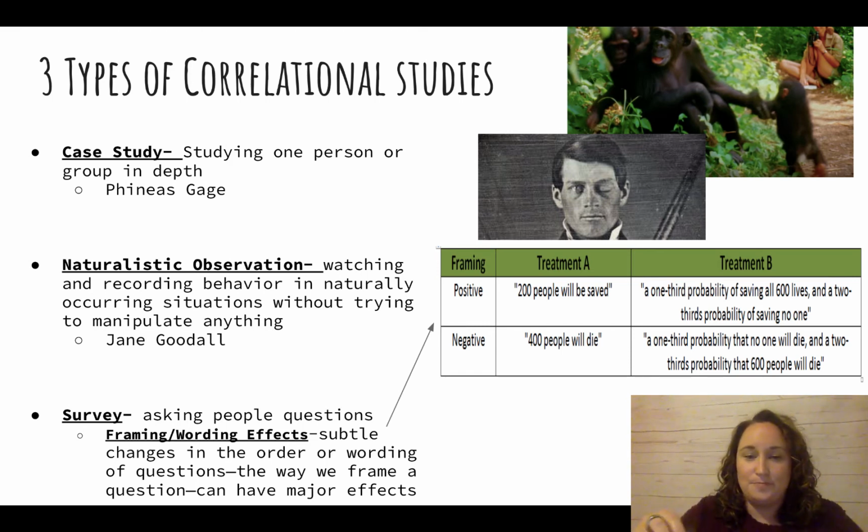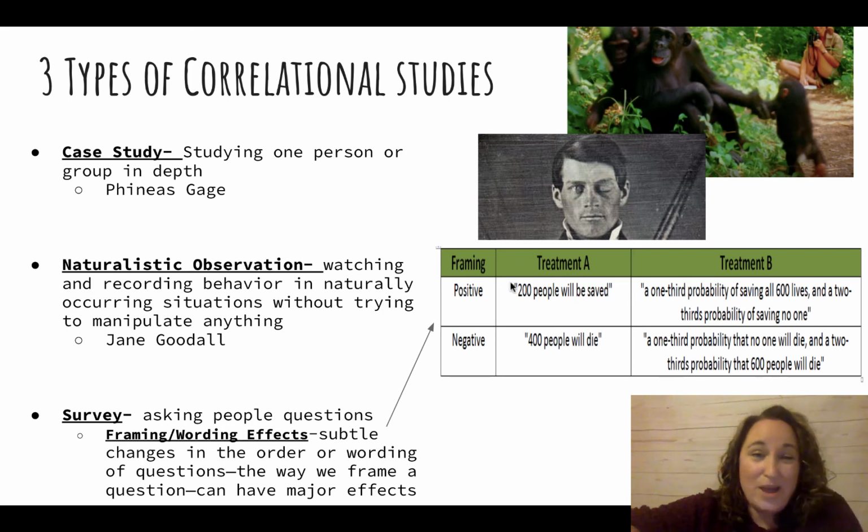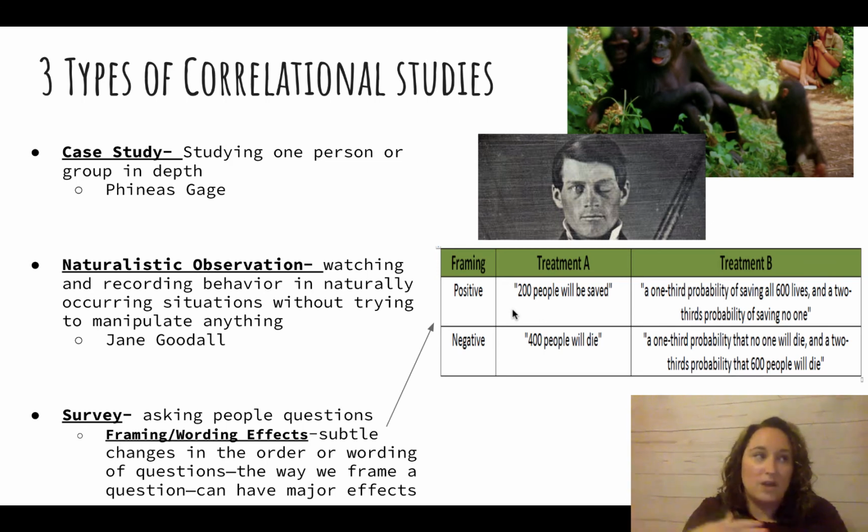For example, treatment A: 200 people will be saved by this treatment, right? Put in reverse, 400 people will die, right? One sounds way better, but both are the same. It's the same treatment. It's just how we are wording it. Would you take treatment A? 200 people will be saved, but you're like, well, how many are there?